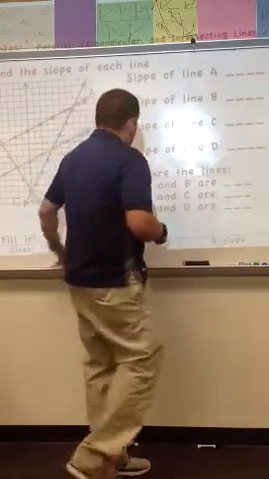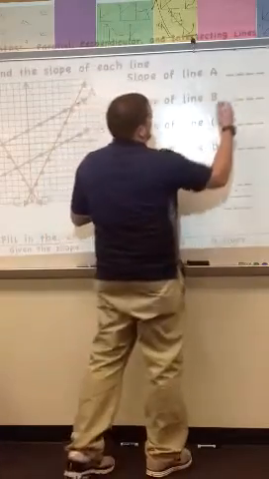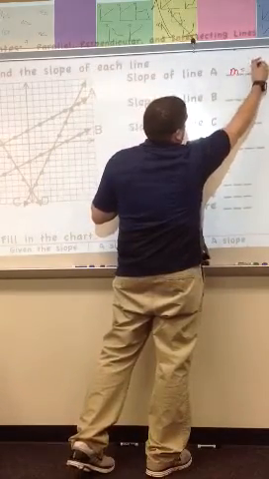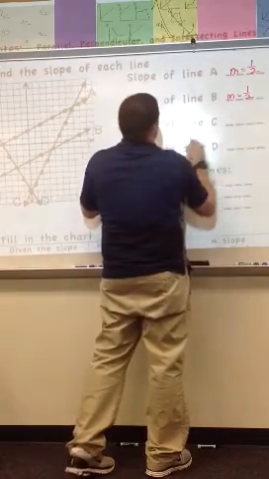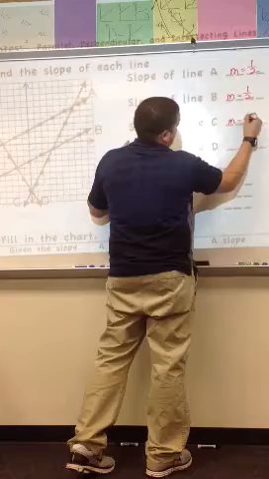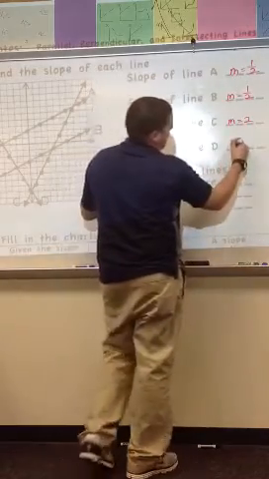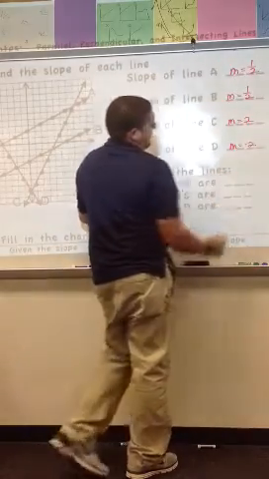All right, so the slope of line A, we remember from class, because we all got through that, was half. Slope of line B was also half. The slope of line C was 2. And the slope of line D was -2.